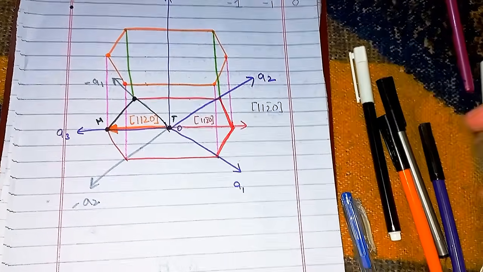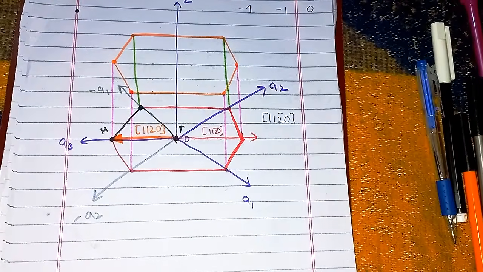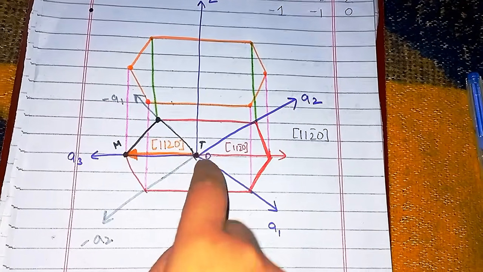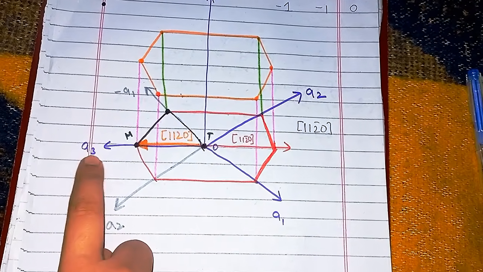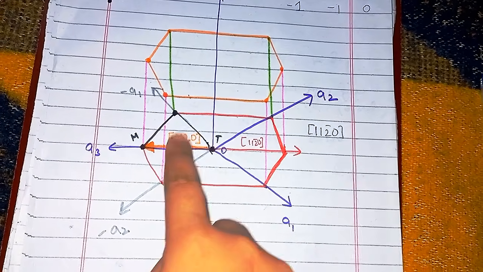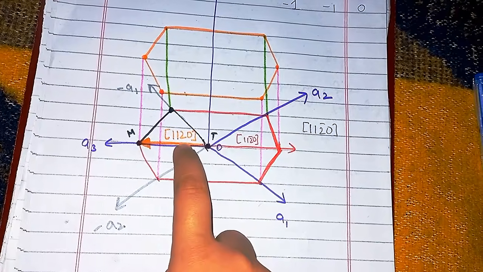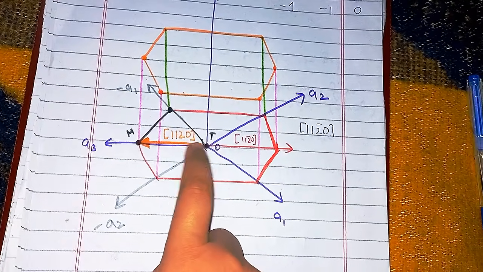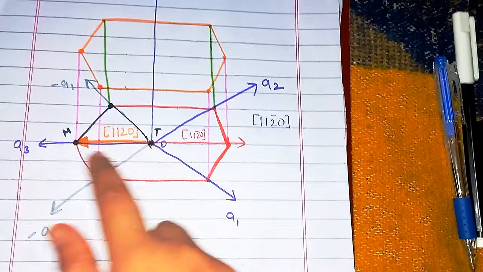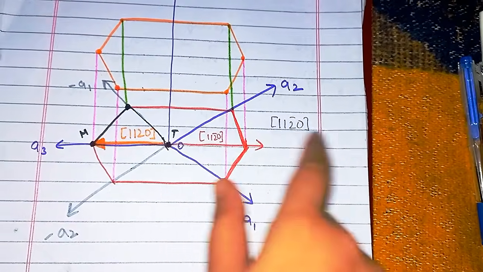I hope you got it. The 1120 direction is actually parallel to the A3 direction, but its Miller-Bravais indices are 1120, and for the negative A3 direction it's 112 bar 0.